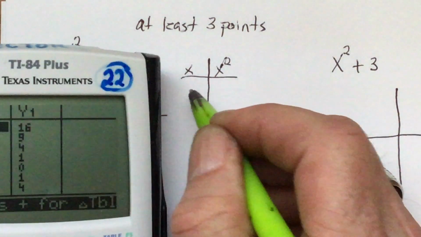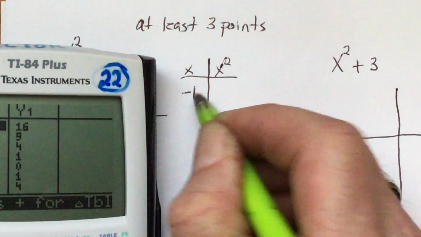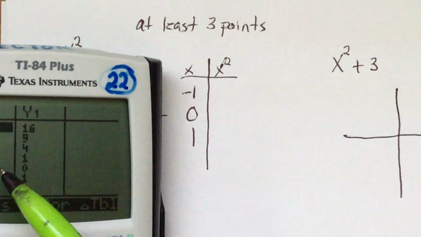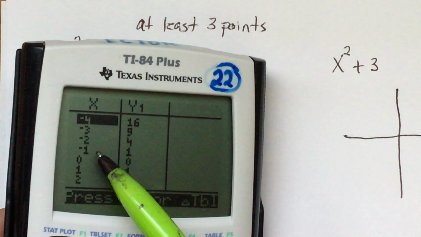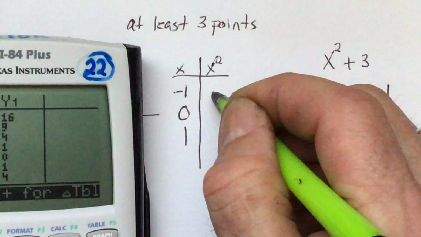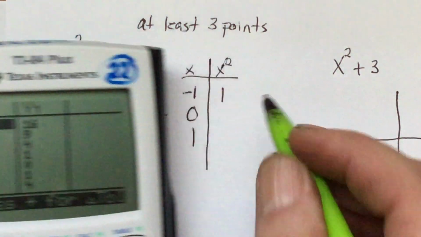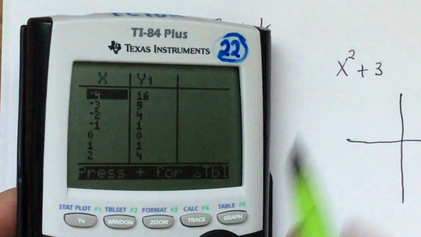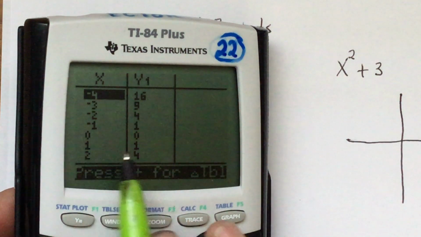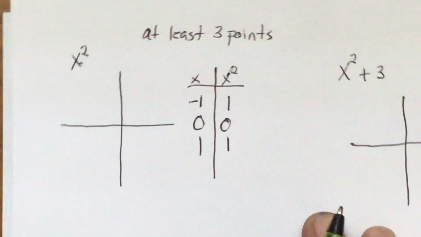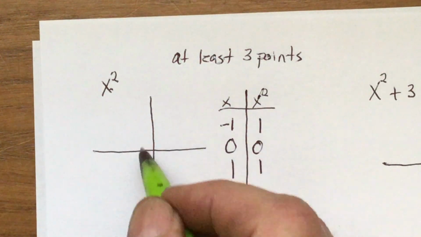So I just copy them right out of the calculator. -1, 0, 1. When x is -1, y is 1. When x is 0, y is 0. And when x is 1, y is 1. Perfect. So now I just go plot those points.